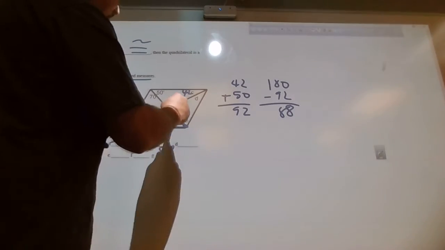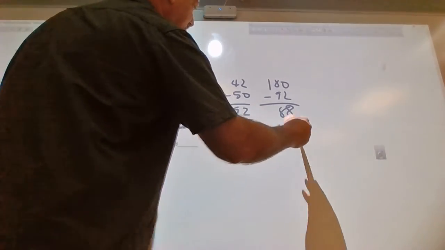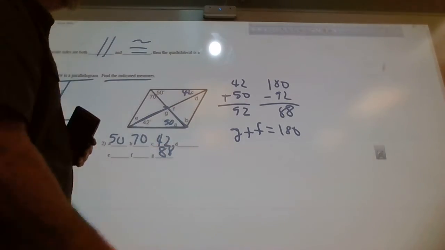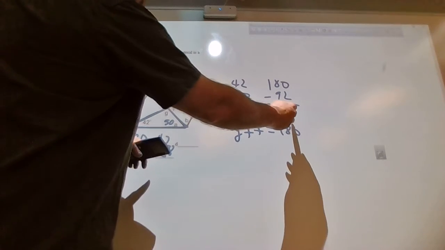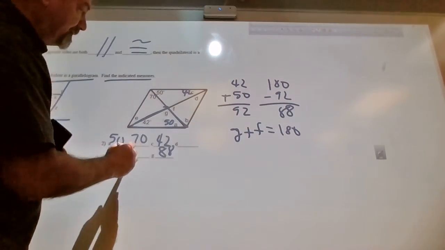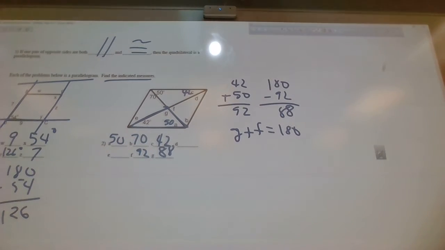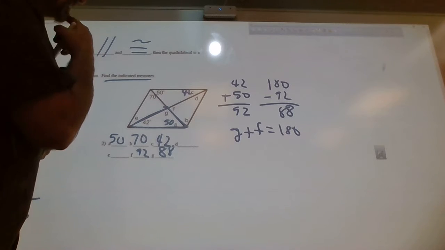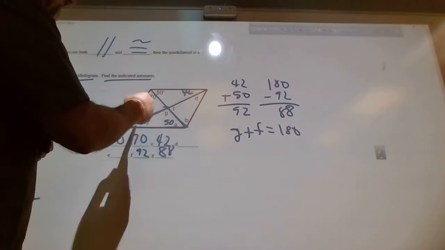We know that these two, G and F, G plus F equals 180 because they're a linear pair. So if G is 88, we already know that that's going to be 92 for F. What do we got to find? D? All right, so D and E are going to be the same thing.